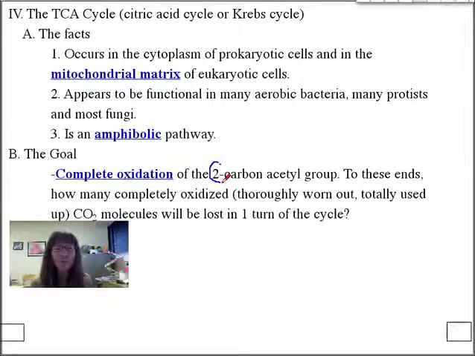So when we see that, and we know that we're going to get the complete oxidation of a 2-carbon molecule, it becomes pretty easy to answer this question. That is, how many thoroughly worn out, totally used up CO2 molecules will be lost in one turn of the cycle? Well, we're fully oxidizing a 2-carbon molecule, so we're going to need to lose 2 carbons. So 2 CO2s will be given off in one turn of the cycle, 2 carbon dioxides. So get ready for that and watch as we go through the turns of the TCA for the production of those 2 CO2 molecules.